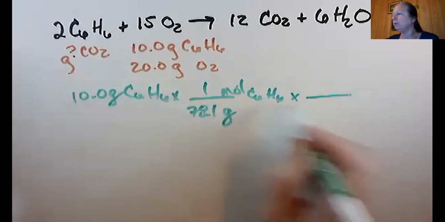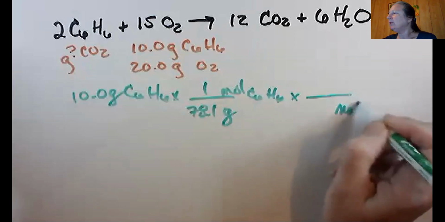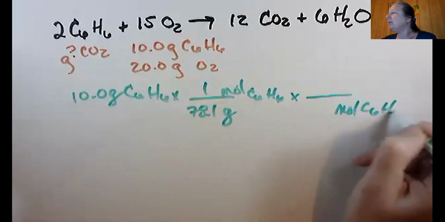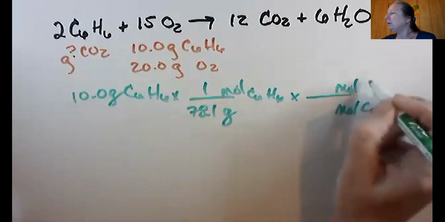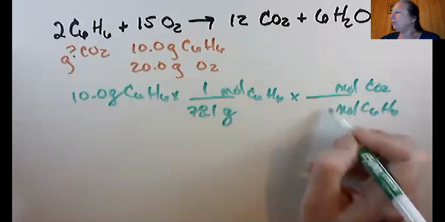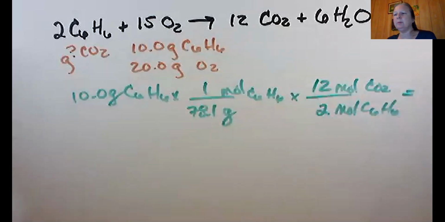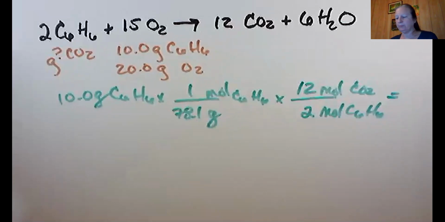I've converted to moles. And I want to know how much CO2 I make. Because I'm looking for limiting, I'm only going to go as far as the moles of CO2 right now. Because then I'll determine what's my limiting and I'll go further. So I have 2 moles of hydrocarbon and I have 12 moles of CO2. So this is going to be off my board. So I'm doing it differently than what the slide shows.